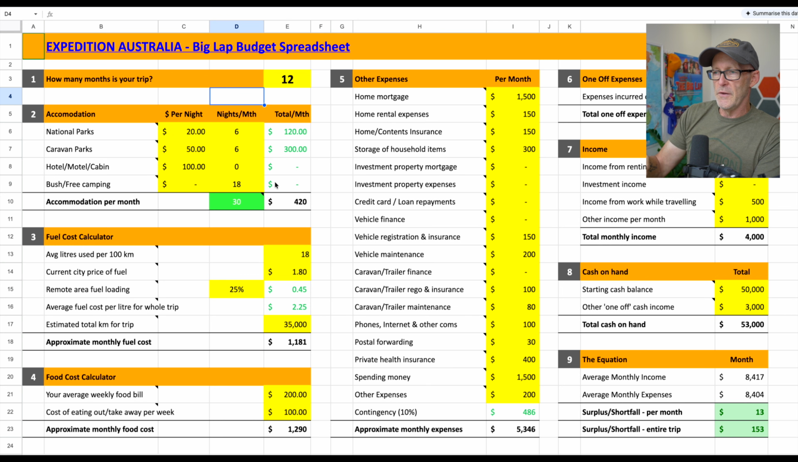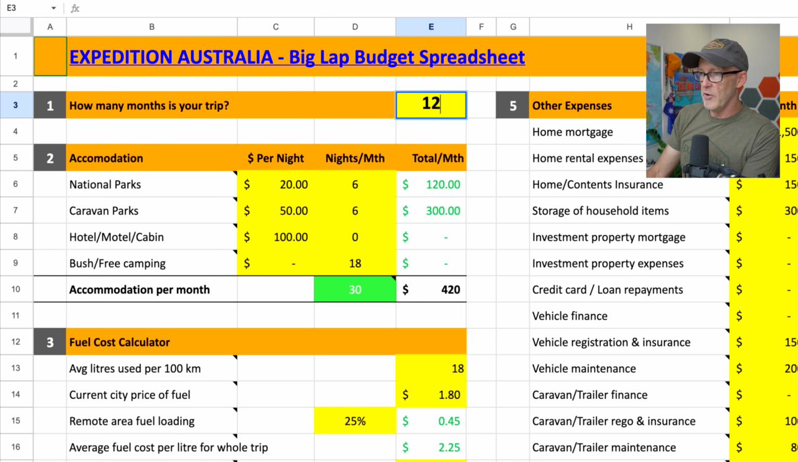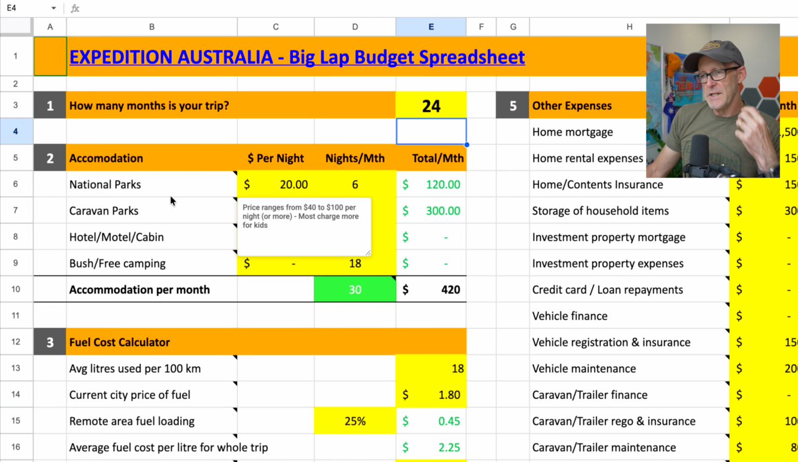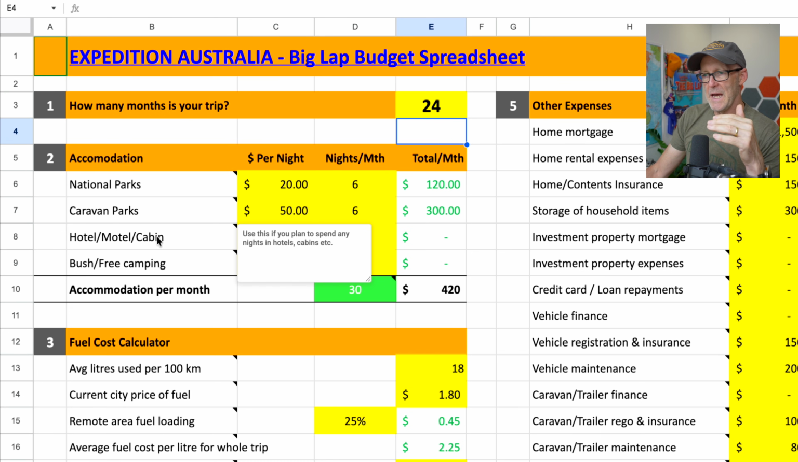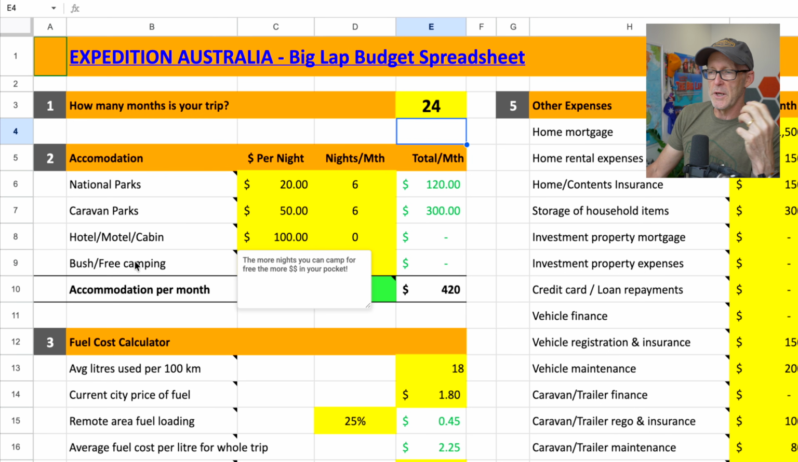But this is up to you to pretty much determine what's going to be relevant to you. So for example, I've said let's make it 12 months, but let's say you're going for 2 years, well then you just put in 24 months. Then in accommodation, you can see I've divided it up into national parks, caravan parks, hotels, motels or cabins, and bush or free camping.